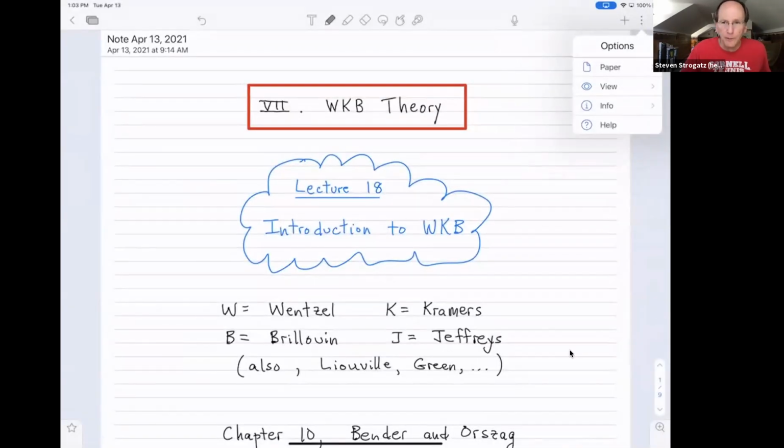Okay, so WKB theory. This will take us maybe 3 or 4 lectures, after which I hope to get to this other topic of multiple scales, another powerful perturbative technique.